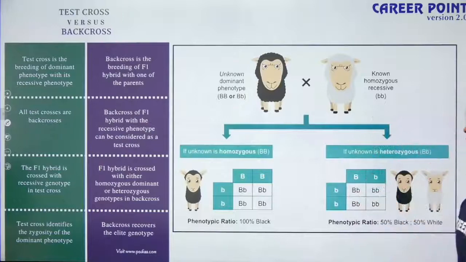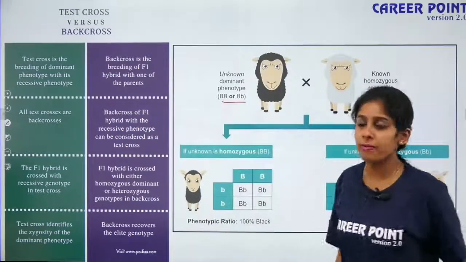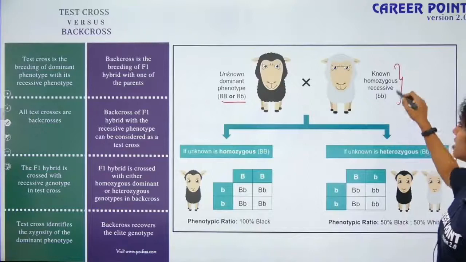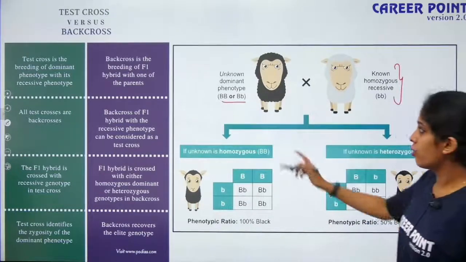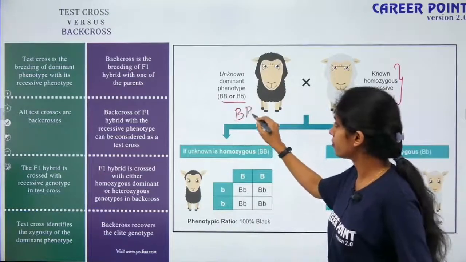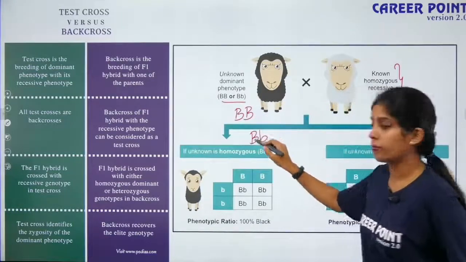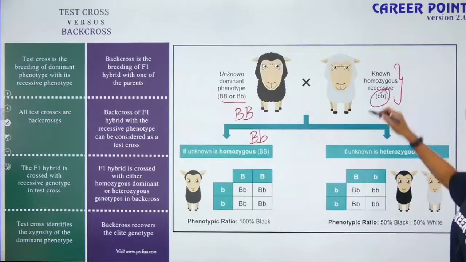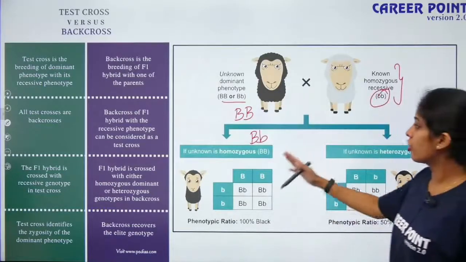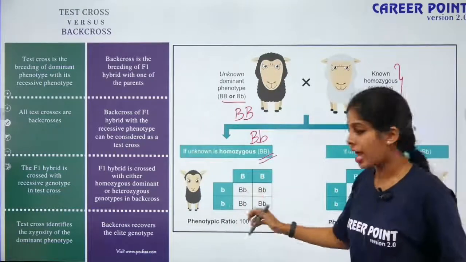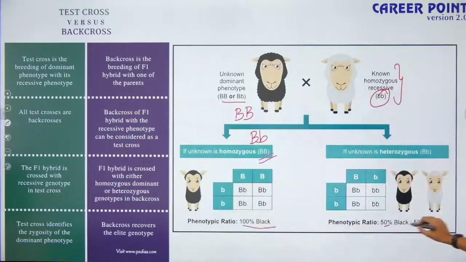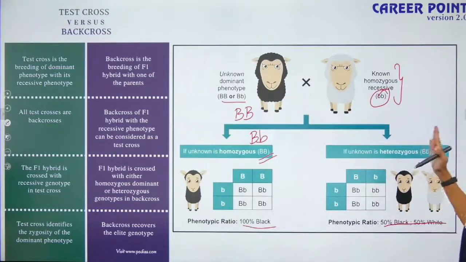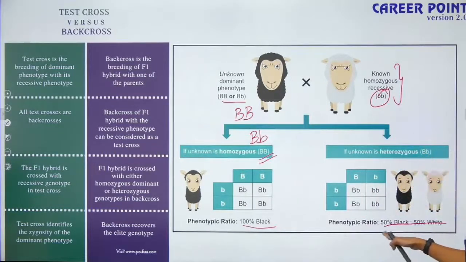So understand this. You have an unknown dominant phenotype and you have a known recessive one. Now it can be either BB or Bb. It can be homozygous or it can be heterozygous, right? But here it is understood it is homozygous recessive. So you cross this with the dominant one and then get the phenotype. When it is done with the recessive one, you get 50% of both, dominant and recessive. So this is called your test cross.